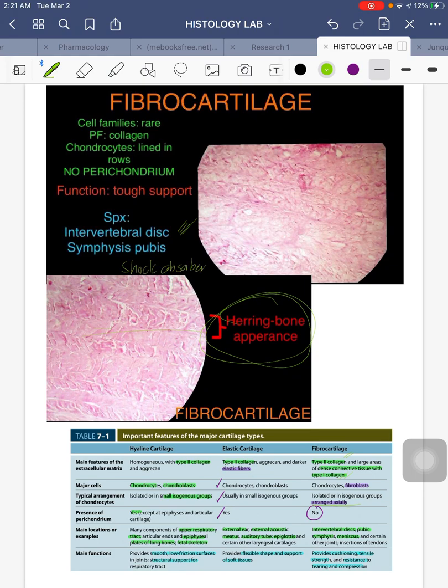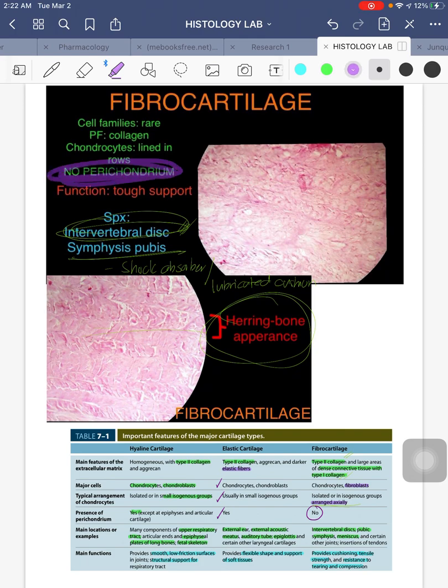Shock absorber, and it functions as a lubricated cushion, no? So one vertebra won't really cause that much friction to the other. So it's found in your intervertebral disc. Also, your symphysis pubis. Okay, those are your representative organs. So here, what's also important to note is that in your fibrocartilage, there is no more perichondrium, okay? No more perichondrium, unlike in your elastic and your hyaline cartilage.